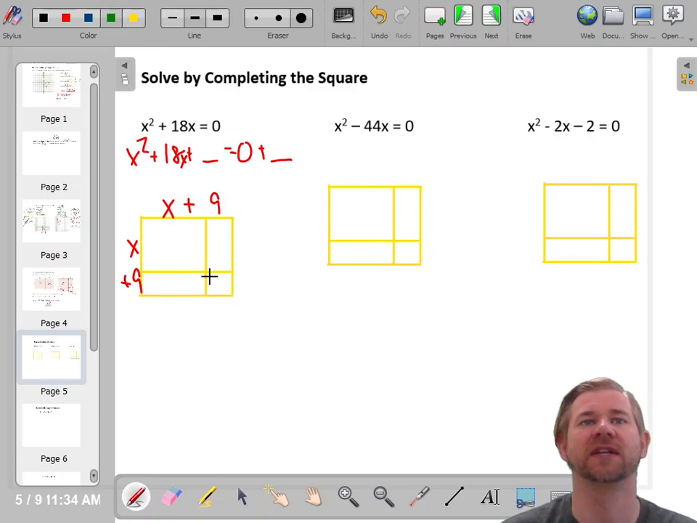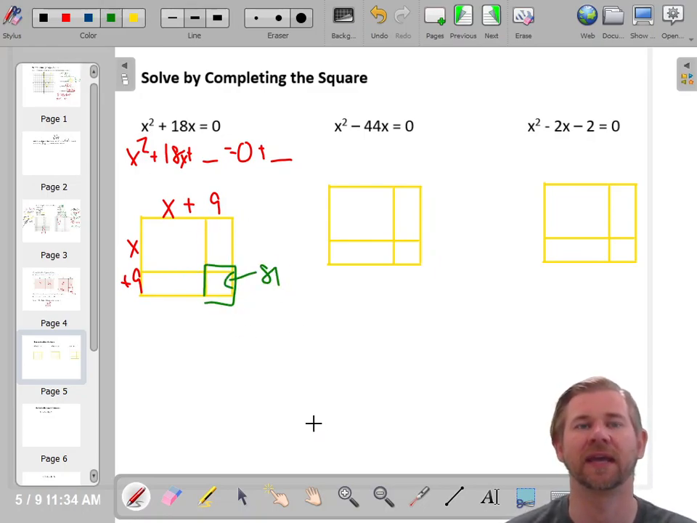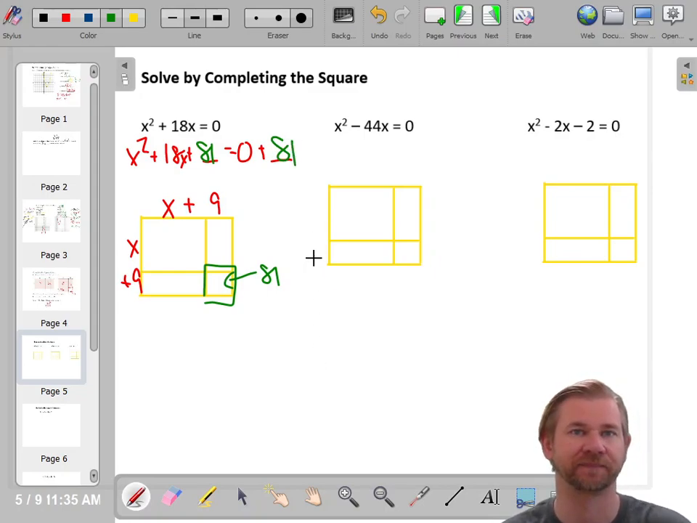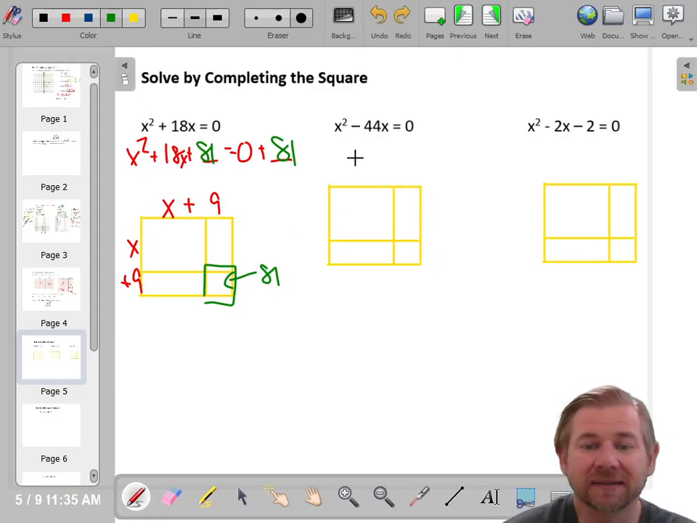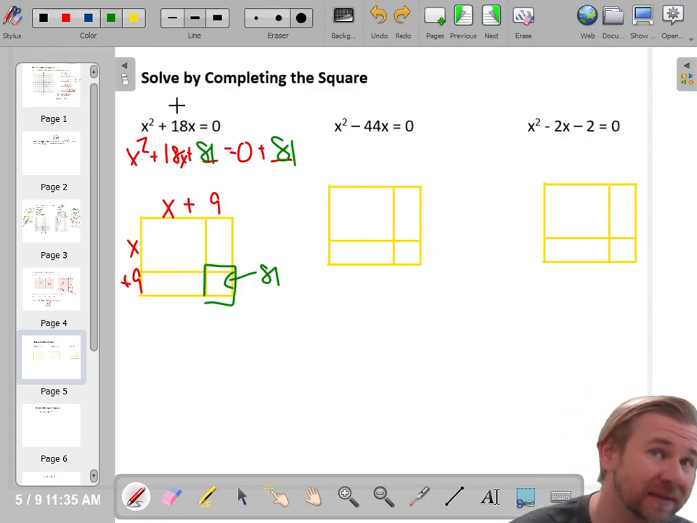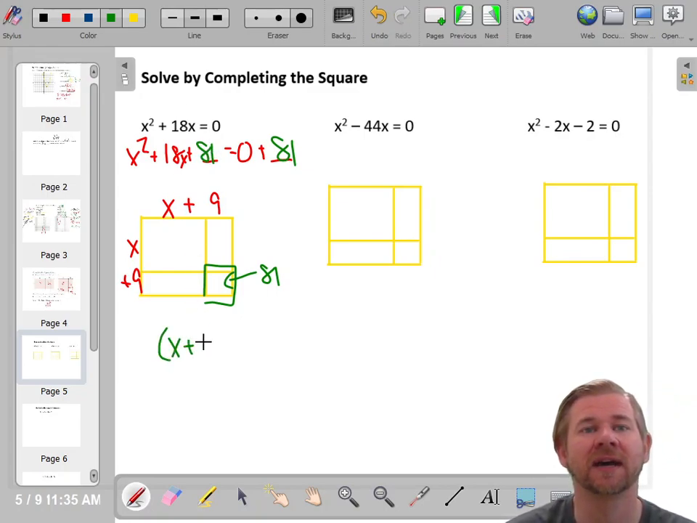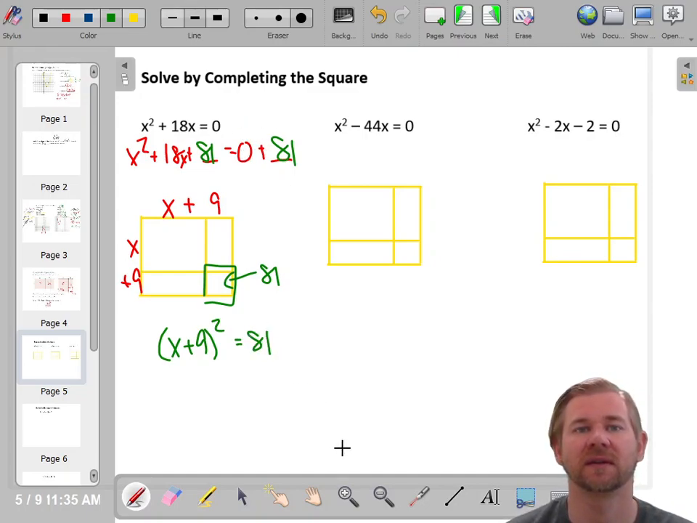Now, the first question is, what would the area of that square be? And since it's 9 by 9, it would be 81. That's what we need to add to both sides. If you add 81 here, you can add 81 there, and we're fine. What you've got now is something on the left side that is easily factorable. It's a perfect square, so I don't need to factor it. The numbers that multiply to 81 and add to 18 are 9 and 9. But look, it's x plus 9 times x plus 9, so we'll just write it x plus 9 squared. On the right side, 0 plus 81 is 81.